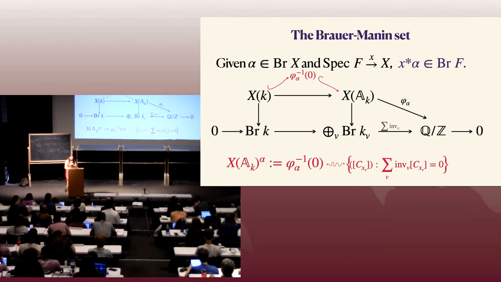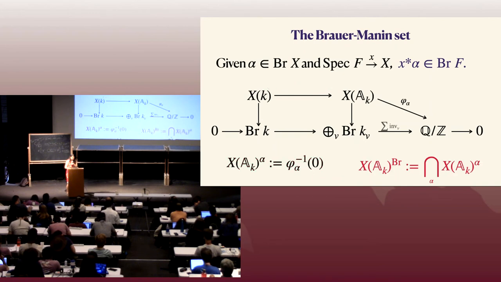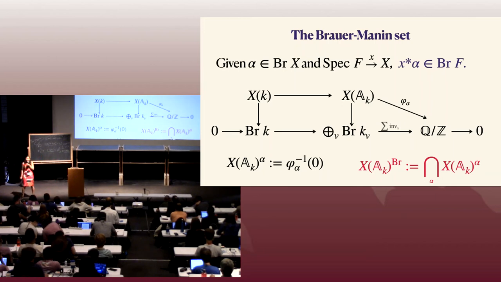And then as many people are pointing out, we can do this for all alpha. So actually the Brauer-Manin set is all of these. You take the intersection over all the alpha and the k-rational points still live inside of there. And so the Brauer set is the set of adelic points orthogonal to the whole Brauer group.